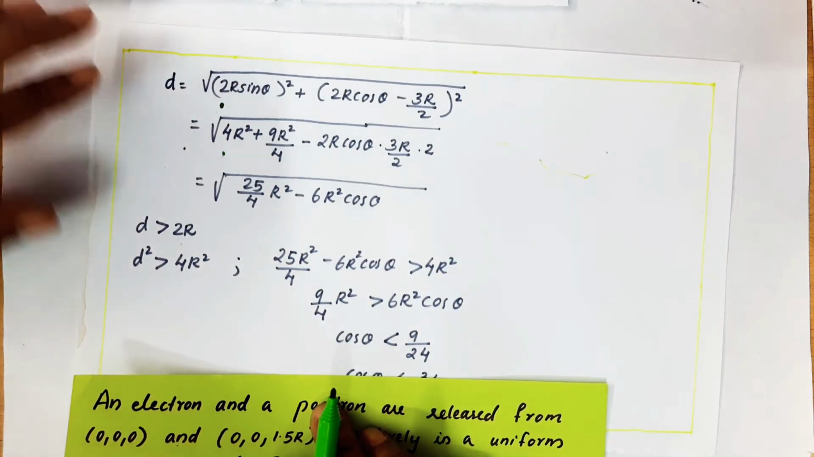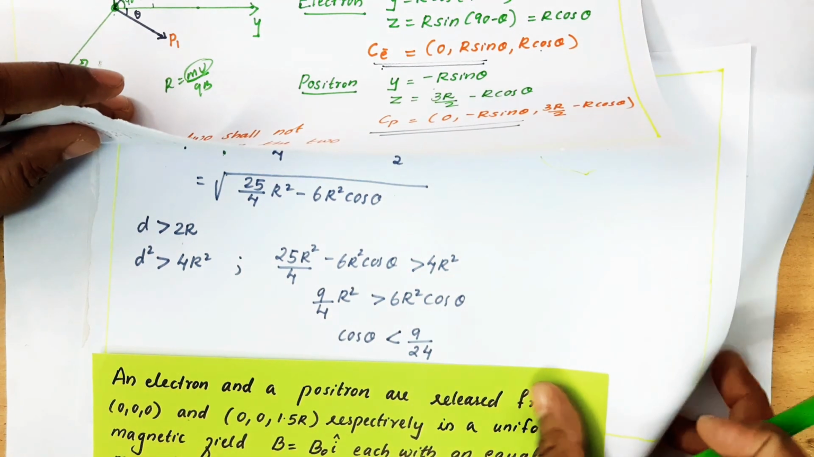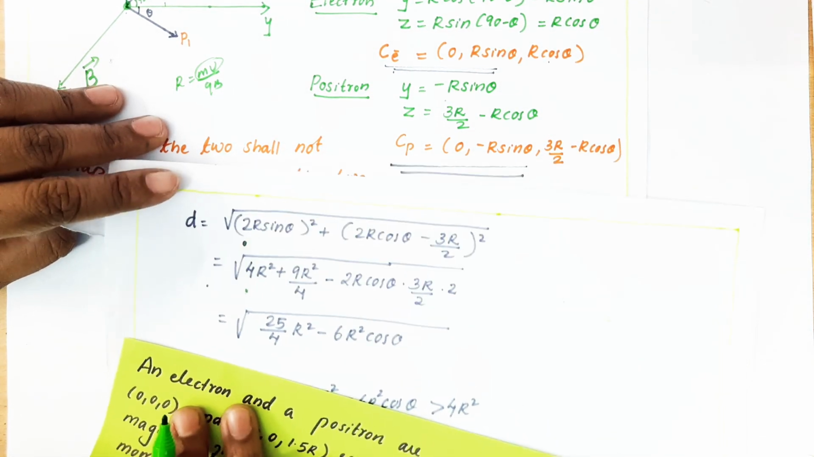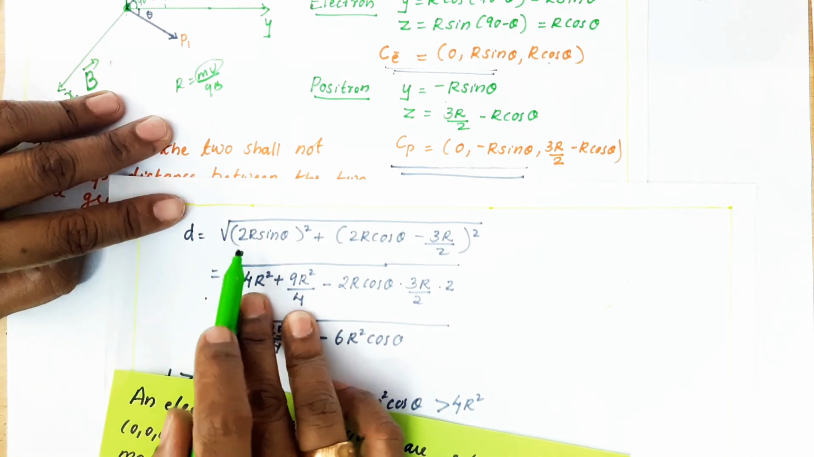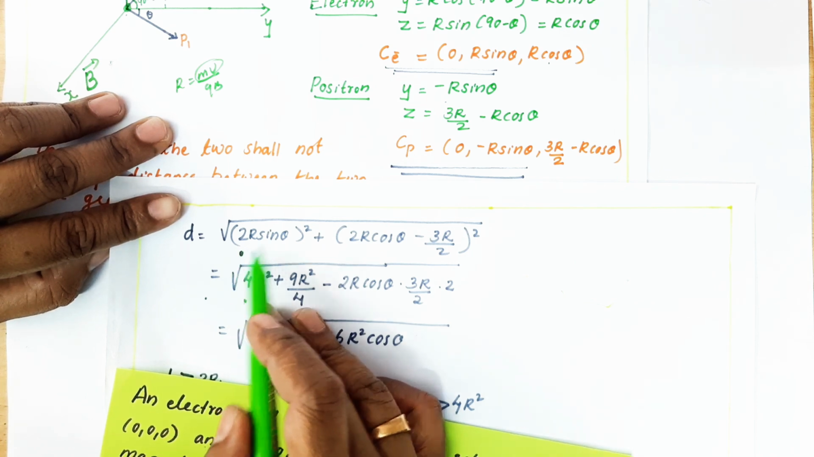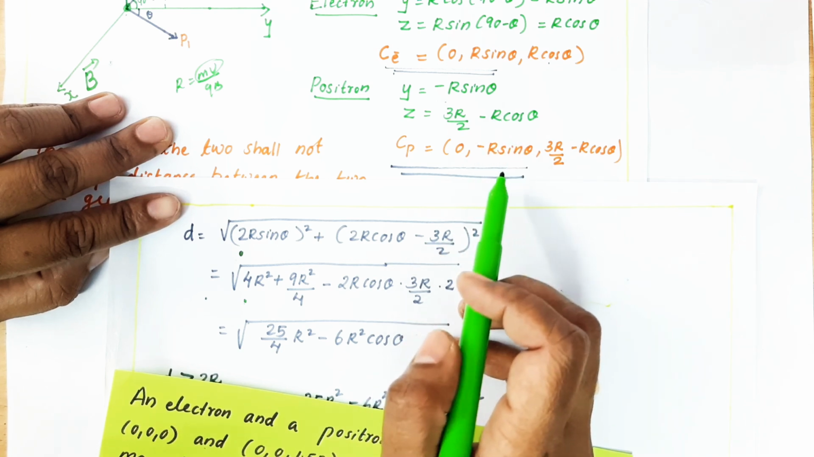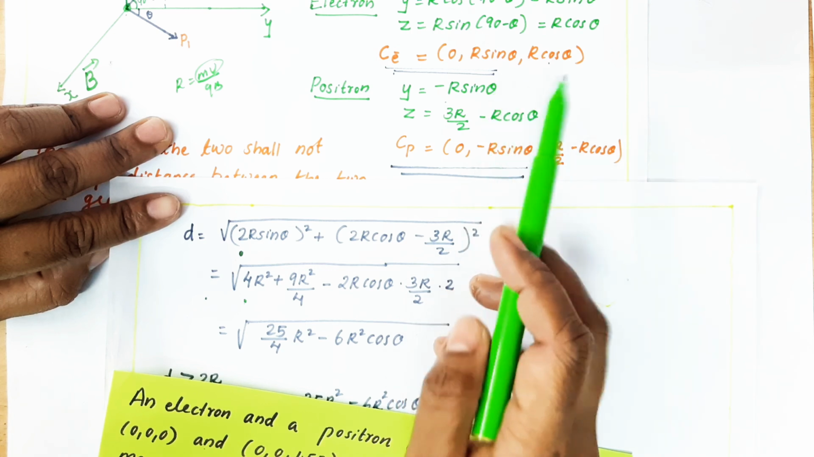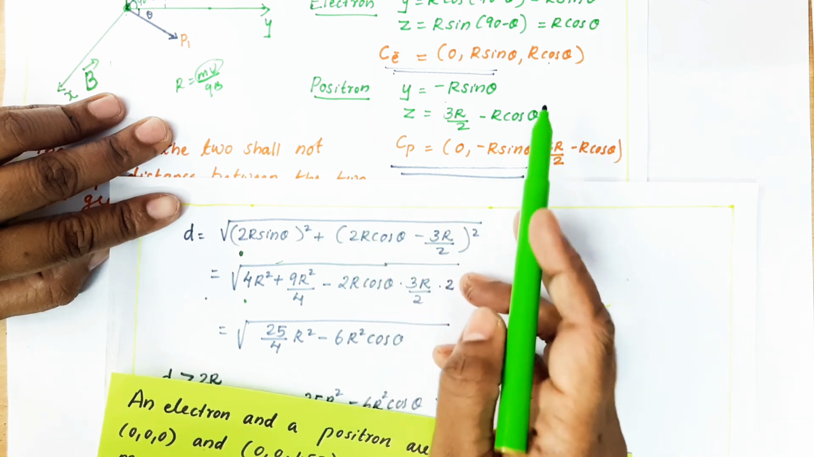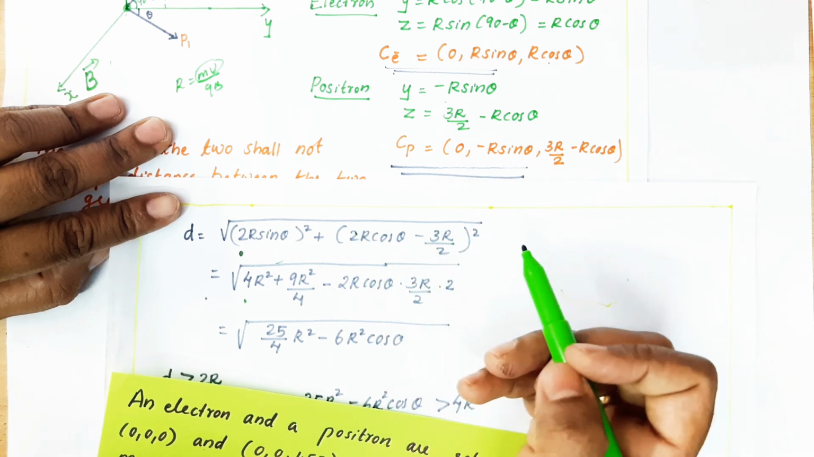Now you see, I'm just taking the distance formula here. See here, these are the coordinates. Check it once. So we can write D equals root over (x2 minus x1) the whole square plus (y2 minus y1) the whole square plus (z2 minus z1) the whole square. When we subtract, what we get: R sin theta minus minus R sin theta, so it will be (2R sin theta) square plus R cos theta minus R cos theta, this will become (2R cos theta minus 3R) the whole square.